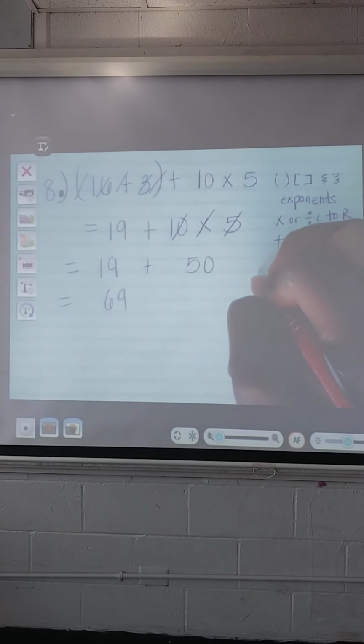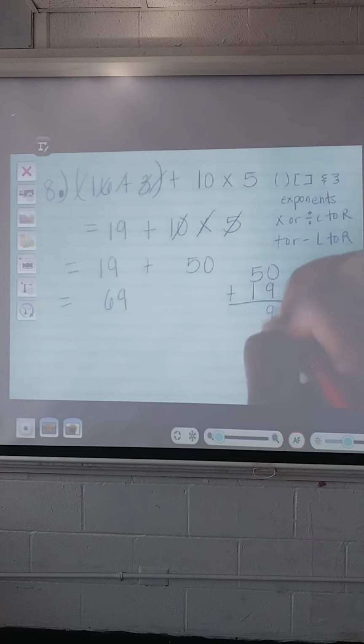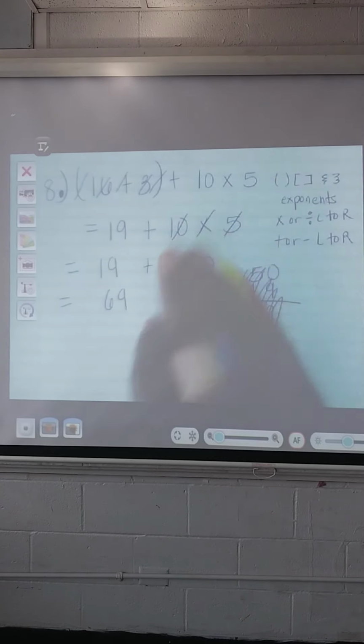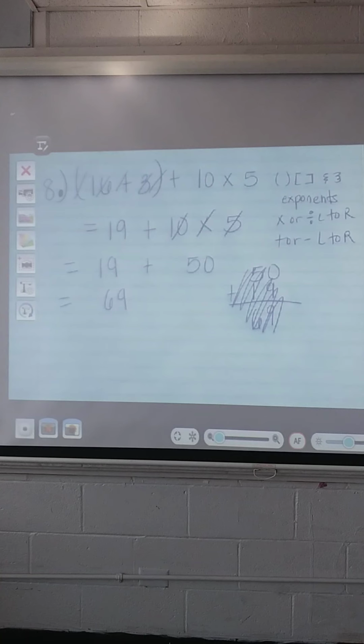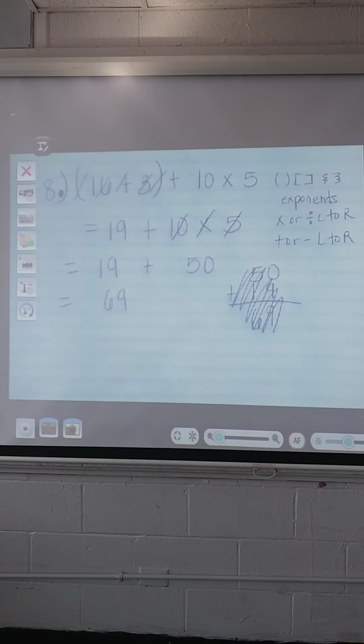And again, if you don't know it off the top of your head, stack it up by place value. I know 9 plus 0 is 9, 5 plus 1 is 6. So I got 69 as my final answer. Again, you don't have any way of checking this. The only way you can check this is go back and look through your steps and just make sure that you wrote all your steps correctly. So everybody got that? Yes.